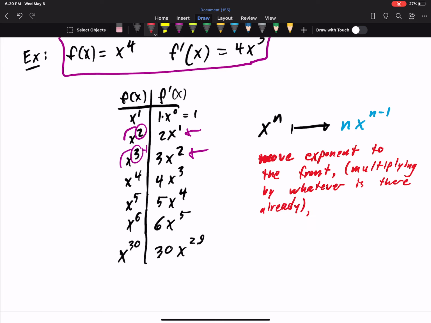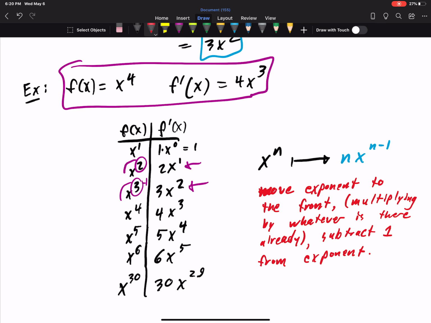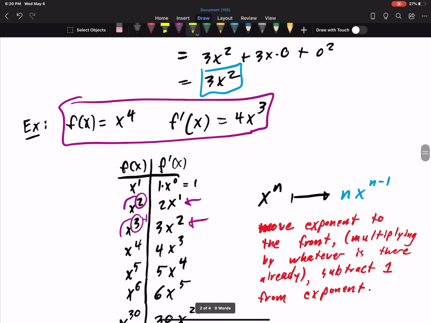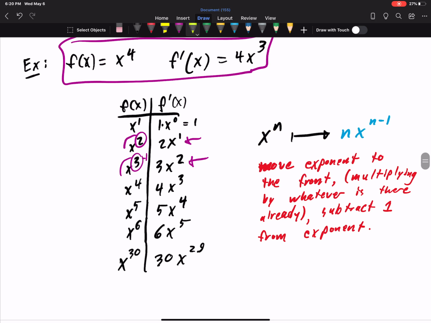Then subtract 1 from the exponent. And that is how you find the derivative of basically anything of this sort of form here. So never again for these sorts of functions, powers of x, do you need to go through the nasty rigmarole of this limit definition of the derivative, because we just found a nice convenient formula for finding derivatives. So this is the power rule. Okay? And this works no matter what your n is. Okay? So let's do some examples of just using the power rule.